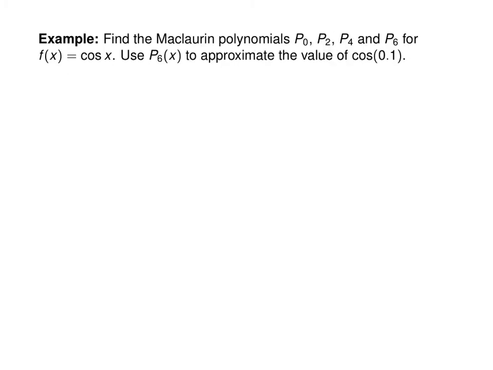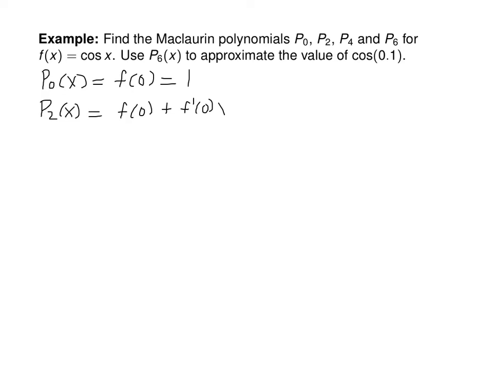Find the Maclaurin polynomials P0, P2, P4, and P6 for f of x equals cosine of x. So P0 of x is equal to just f of 0, and cosine of 0 is 1. Now P2 of x, that will equal f of 0 plus f prime of 0 times x plus f double prime of 0 over 2 factorial times x squared. So we might as well find some derivatives of cosine. So f of x is cosine.